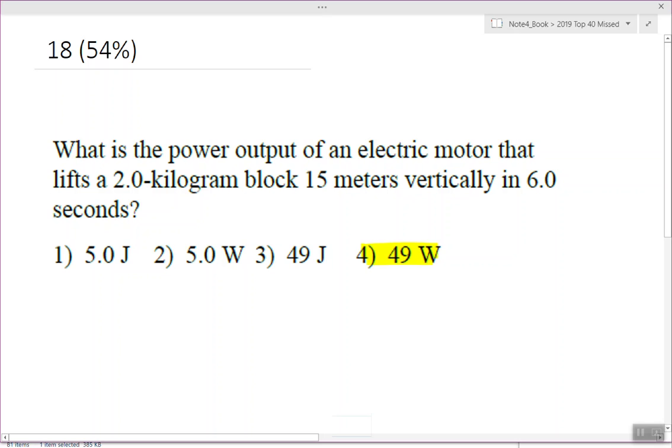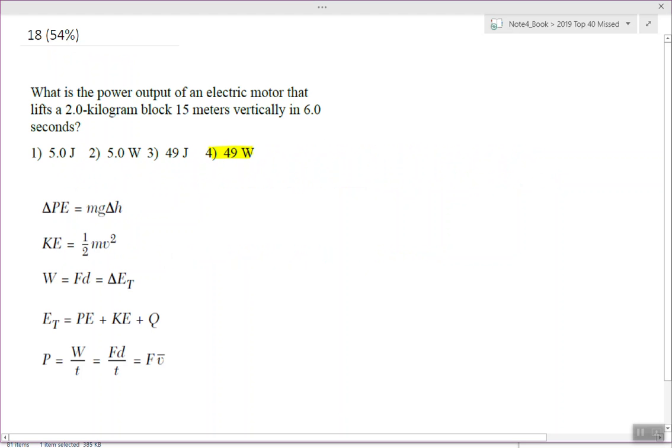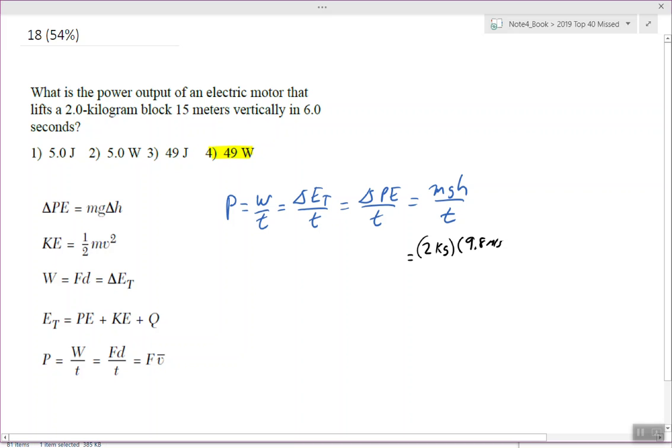49 watts. Remarkably similar to an earlier question. So if power is work divided by time, that's also going to be the change in the total energy divided by time, which is going to be the change in potential energy over time, which is going to be mgh divided by time, or 2 kilograms times 9.8 meters per second squared times 15 meters divided by 6 seconds, which is going to give us our answer. 49 joules per second.